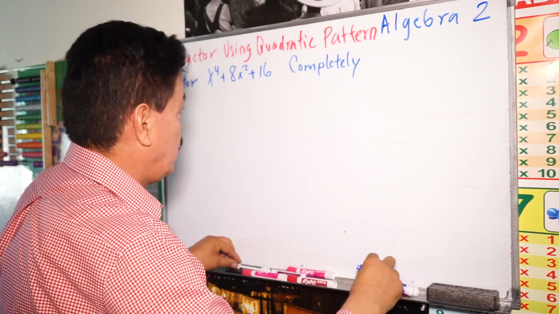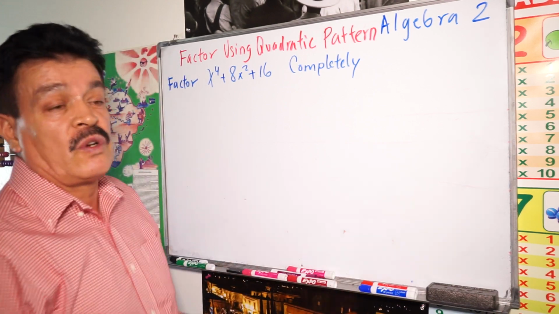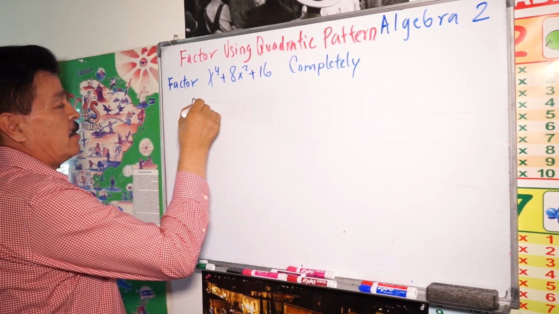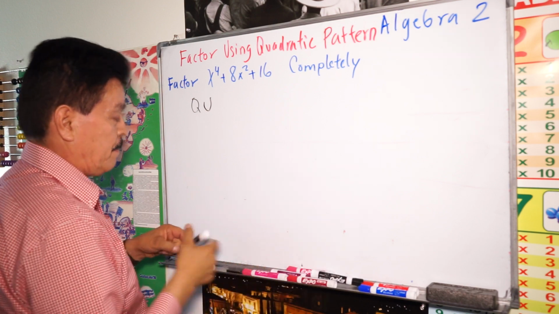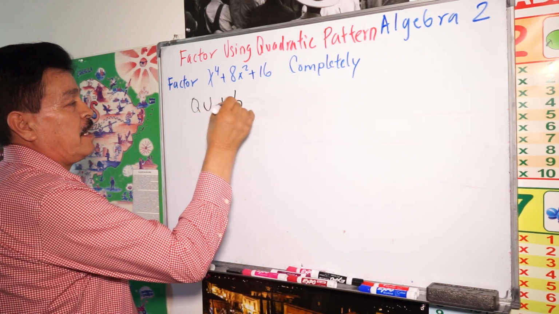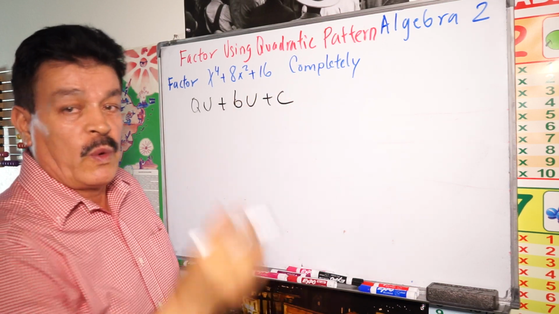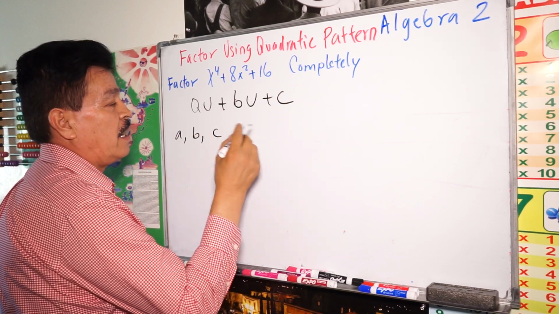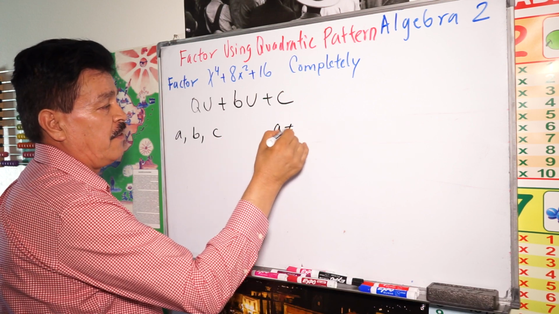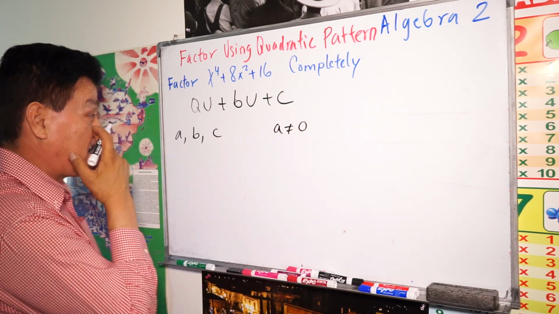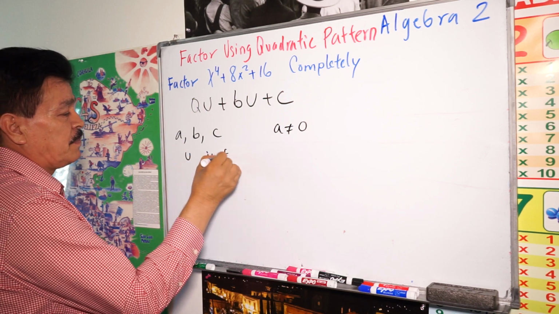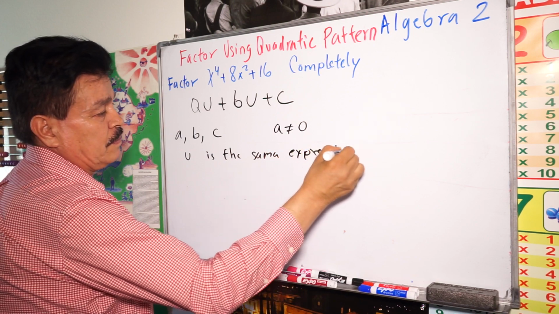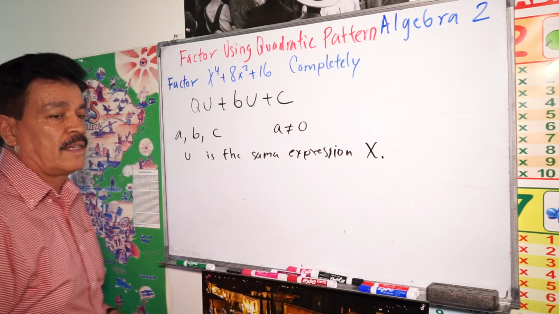Before, let me tell you something. An expression in quadratic form can be written as a u squared plus b u plus c, when a, b, and c are numbers with a different from zero, and u is the same expression in x, okay?